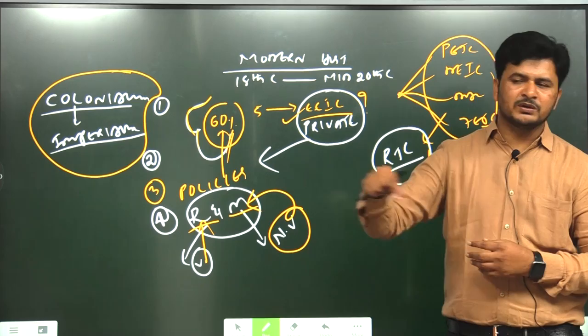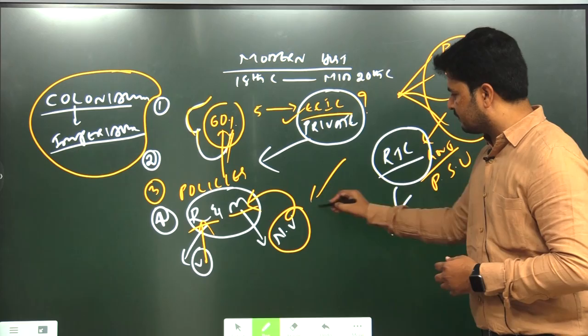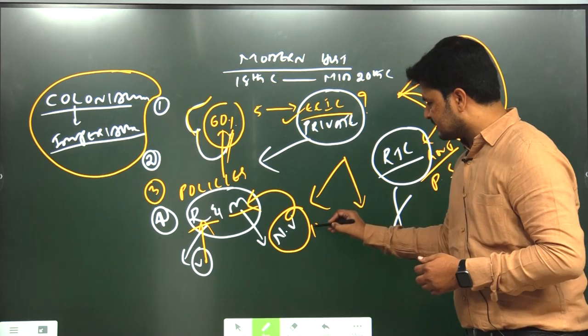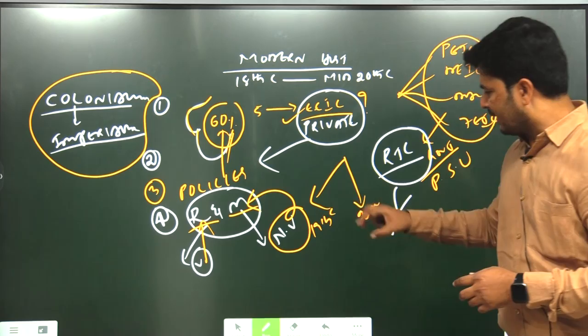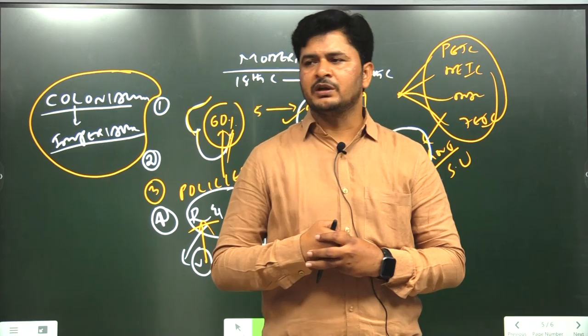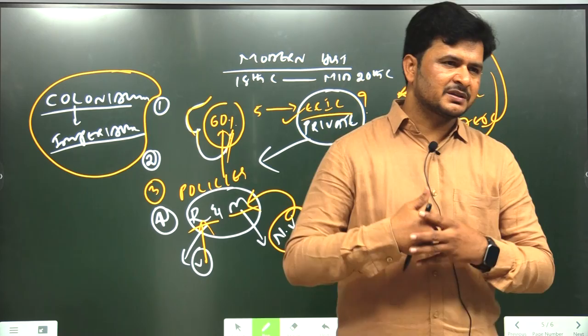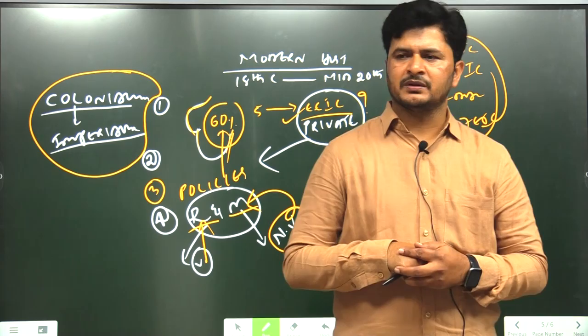Peasant movements. And especially, at least one question we do get in general studies mains from peasant movements: the differences between 19th century peasant movements and 20th century peasant movements. Under 19th century peasant movements, we are going to learn the indigo revolt. Why is it the indigo peasant movement, otherwise called a revolt?